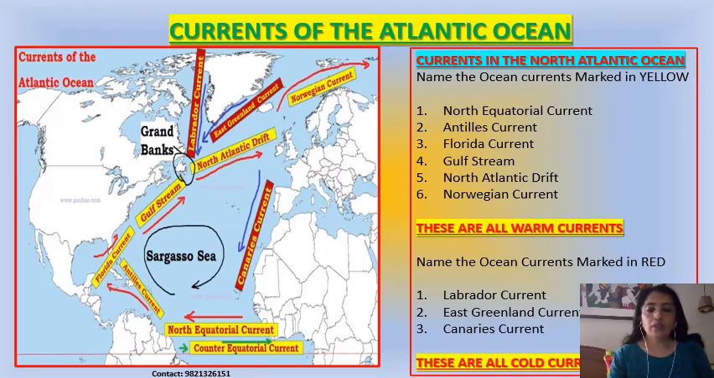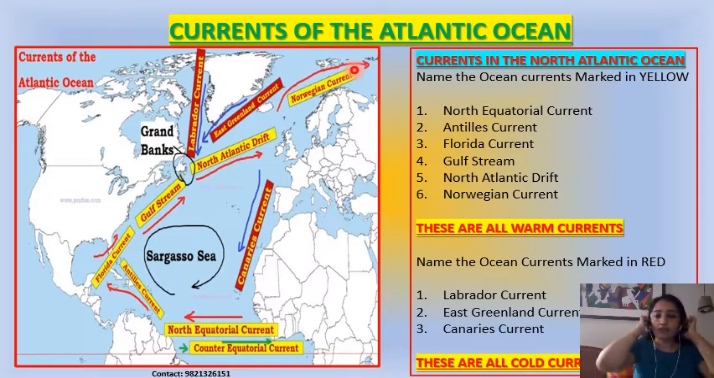So the first one in the list is the North Equatorial Current, which is this one. It's flowing in this direction. Then you have the Antilles Current, which is here. Then you have the Florida Current, which is here. You have the Gulf Stream Current, which is here, which is a very important current. Then you have something called the North Atlantic Drift, drifting more towards the north. And around Norway, it becomes the Norwegian Current. So these are the 6 warm ocean currents in the North Atlantic Ocean.